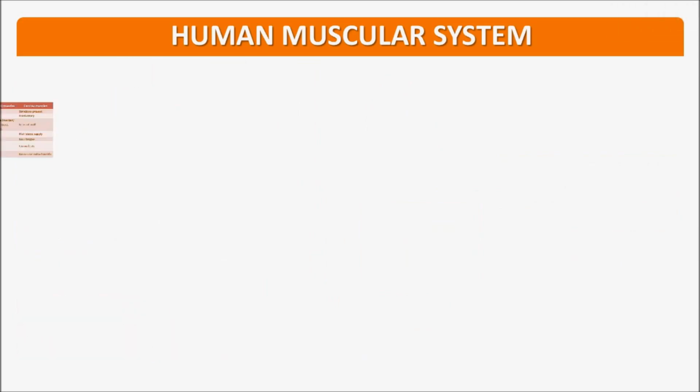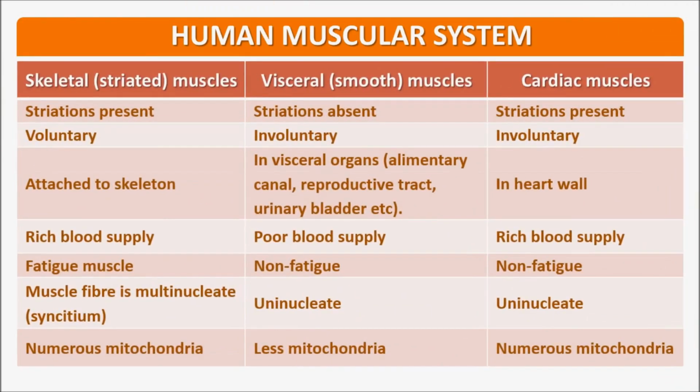Now let's see a quick differentiation between these three muscles. First is skeletal muscle, second is visceral muscle, and third is cardiac muscle. In skeletal muscle, striations are present. Why are striations there? Because of the presence of actin and myosin that form a band-like appearance.